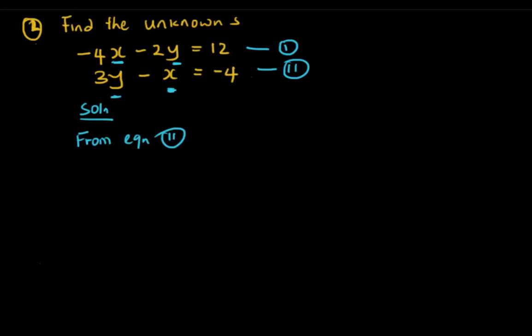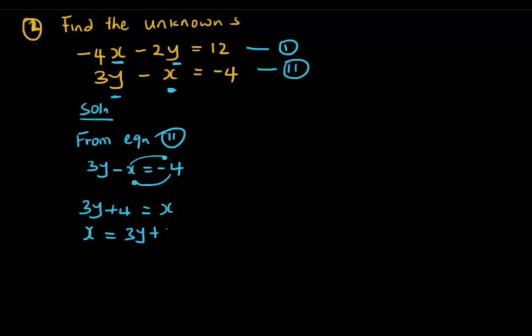equation 2. Now what is equation 2? 3y minus x equals minus 4. Now I try to make x the subject of the formula. So I'm going to take x to this side and bring minus 4 to this side. The reason for that is that if I take x to this side, I will have plus x, which makes my life easier. Alright, so 3y, if minus 4 crosses to the other side, it becomes plus 4, equals, if minus x crosses to the other side, it becomes x. So which means x equals 3y plus 4.